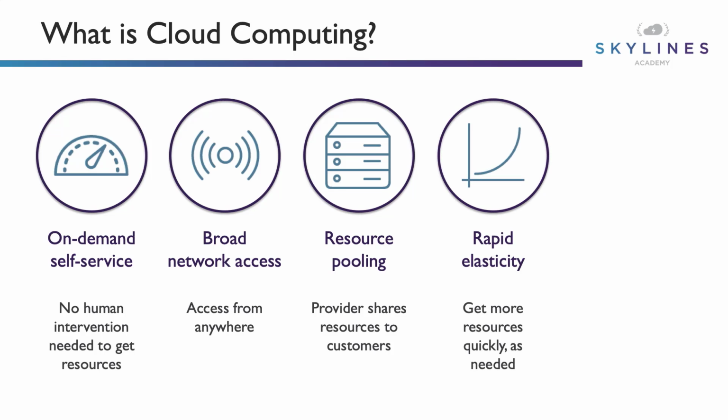Rapid elasticity. Now this is really key as well because I can get more resources quickly as needed. I want more CPU, I can get it. I want the latest Intel CPU. Google's probably already put it in their data center and I can use the next generation of virtual machine.